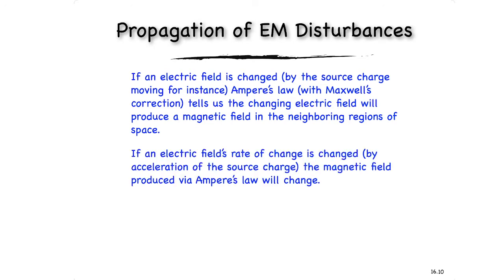Now, if the electric field's rate of change itself changes, okay, so there's some maybe acceleration of the current flowing onto a capacitor, then the magnetic field produced, not only is there a magnetic field produced, but its amplitude changes.